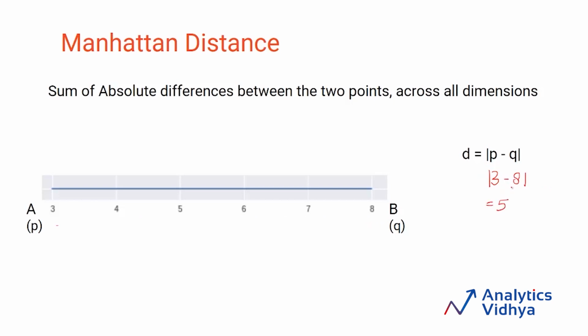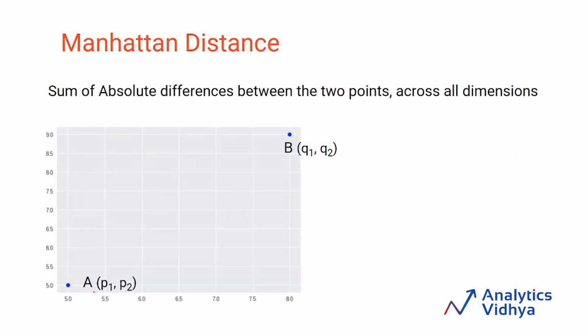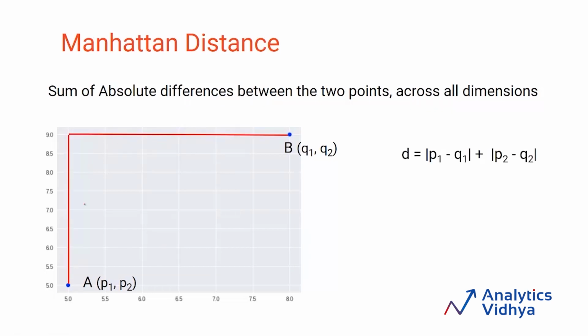Let's try another example. Here we have 2 dimensions, and we have the coordinates of A as P1, P2 and coordinates of B as Q1, Q2. How do you think we can calculate the distance between A and B in this case? Look at the definition more carefully. We can see that it is the sum of absolute differences between 2 points across all dimensions. So we'll take one dimension at a time. We'll first calculate the difference between A and B in this dimension and then in this dimension. So here we have the difference between A and B in this dimension to be Q2 minus P2, and in this dimension it would be P1 minus Q1.